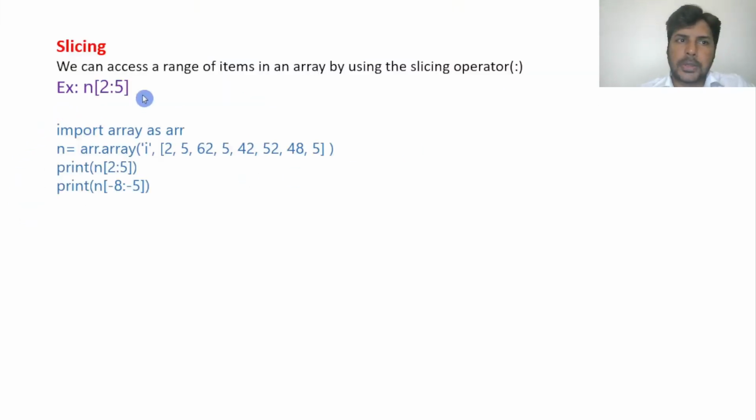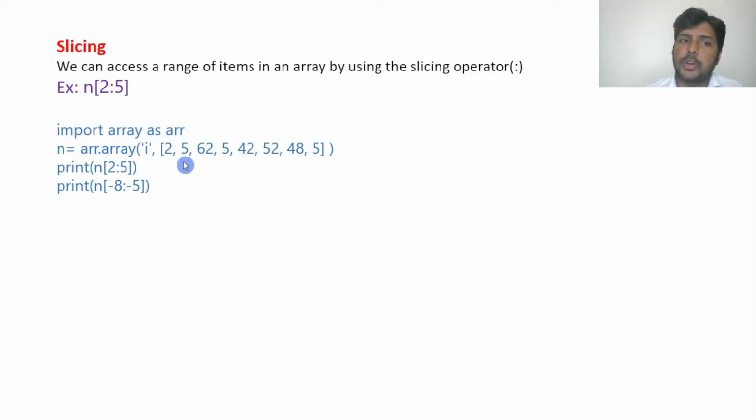Coming back to our topic, now let us see what slicing is. Previously we have seen what indexing is. So what is slicing? We can access a range of items in an array by using the slicing operator. What do we use as the slicing operator? We use colon, right? In slicing we can access a range of items. In indexing, we can access only individual items, but here we can access a range of items.